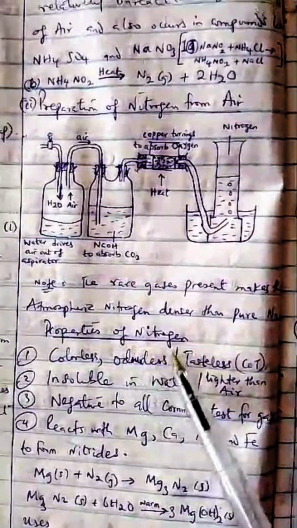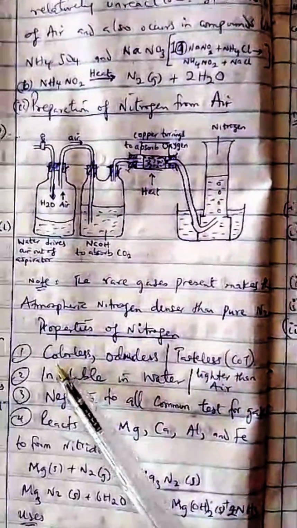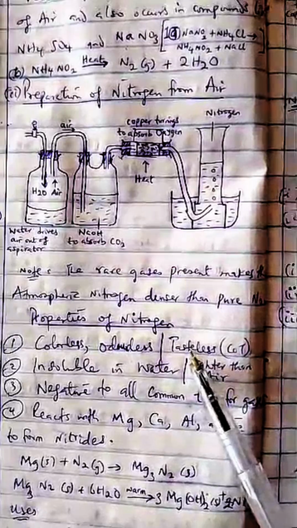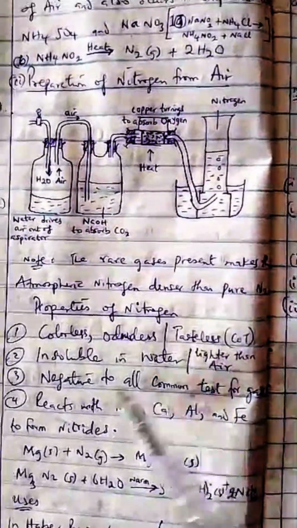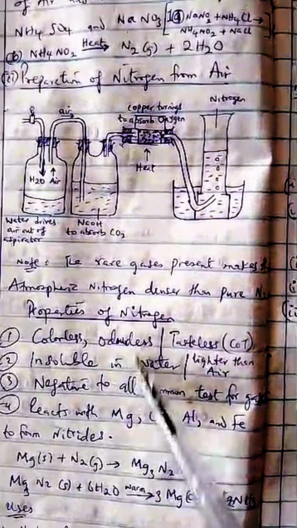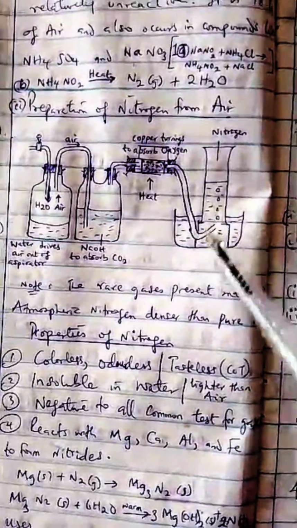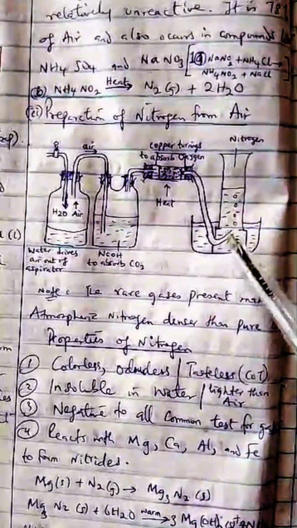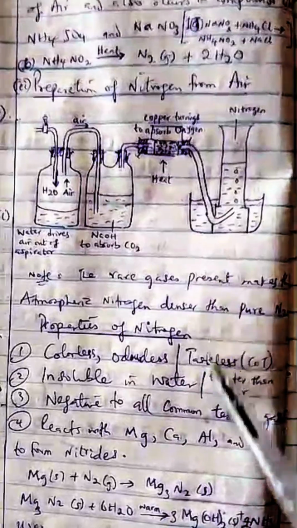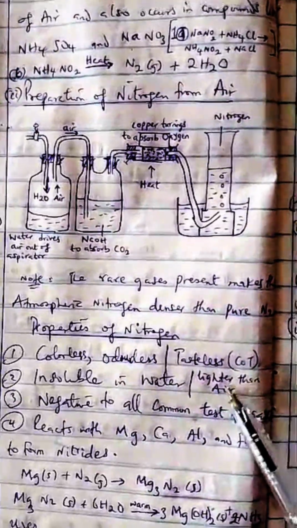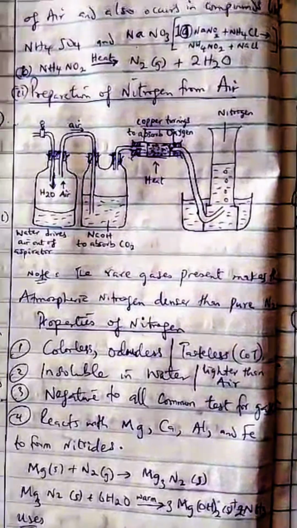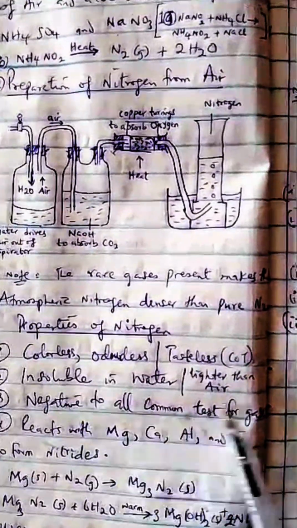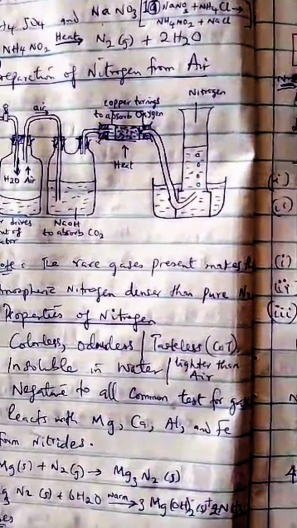Now, properties of nitrogen. Nitrogen is colorless, odorless, and tasteless. Nitrogen is basically COT: colorless, odorless, and tasteless. Of course, you can see it's insoluble in water, so that's why it's prepared over water, and it bubbles up here. It's lighter than air, because it has been deprived of its other elements. It's negative to all common tests for gases.